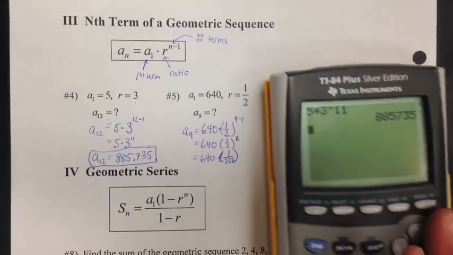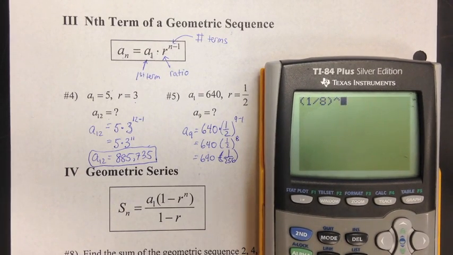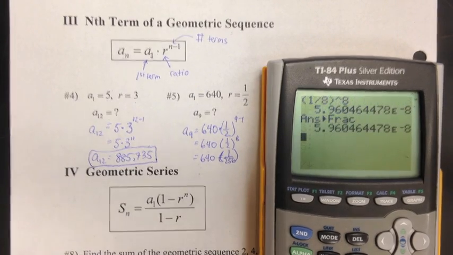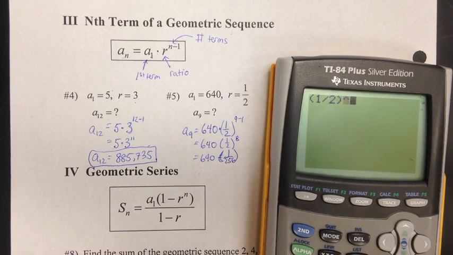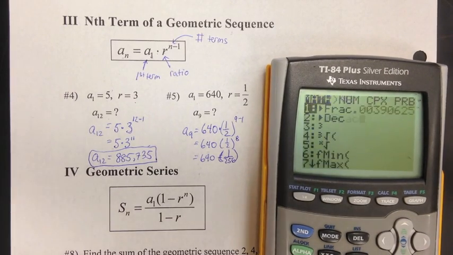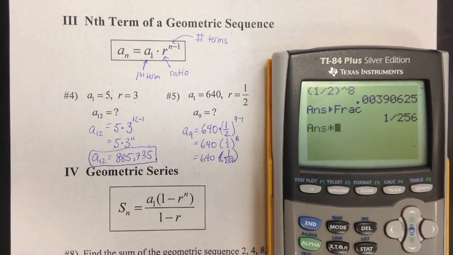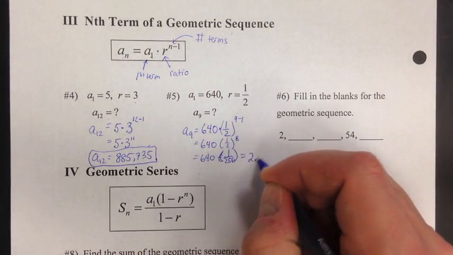Okay, just to show you on the calculator, 1/8 raised to the 8th power gives me scientific notation. Oh, it's not going to give it to me. All right, so I have to do, oh, it should be 1/2, excuse me. 1/2 raised to the 8th power. Sorry about that. Math, enter, enter. There's 1 over 256. Okay, so I'm going to multiply that by 640, and we get 2.5. So the 9th term here is 2.5.